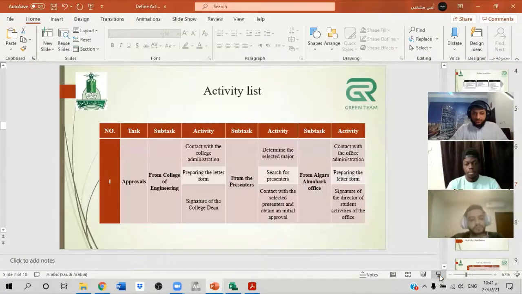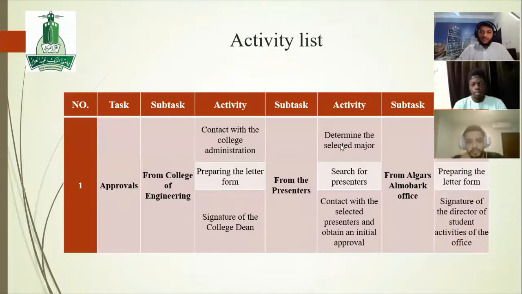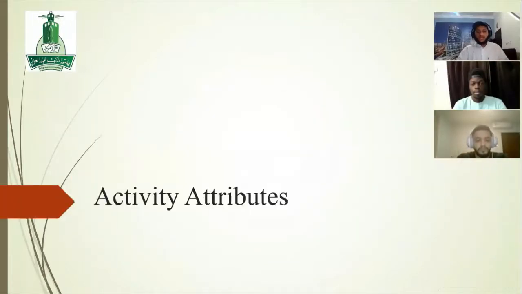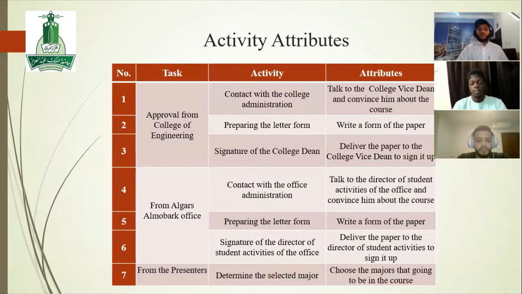Let's go to the presentation. So this is the activity list. Now we will go to the activity attributes. What we mean by that is describing what each activity is and what we mean by each activity. So for example, for the first task here, we have the approval from the College of Engineering, and these are the activities, like contacting the college administration, and these are the attributes for each activity for our project.